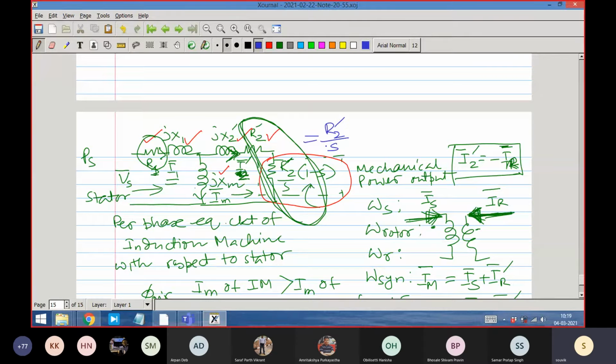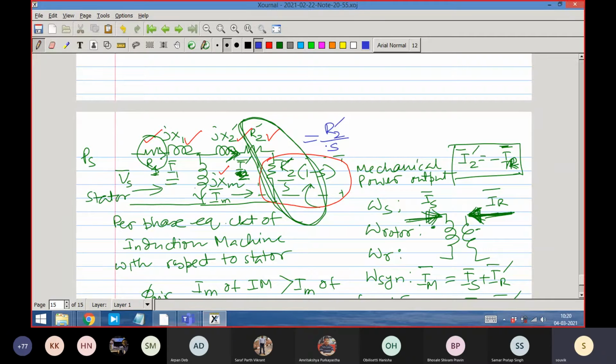This is metaphorical, right? As such, this resistance doesn't exist. The physical resistance that exists is the rotor resistance R2 dash. But from the power point of view, in order to ensure that power balance is maintained, we are thinking there is a metaphorical resistance R2 dash by S. That is the slip. That is the consequence of the mechanical output of the system.